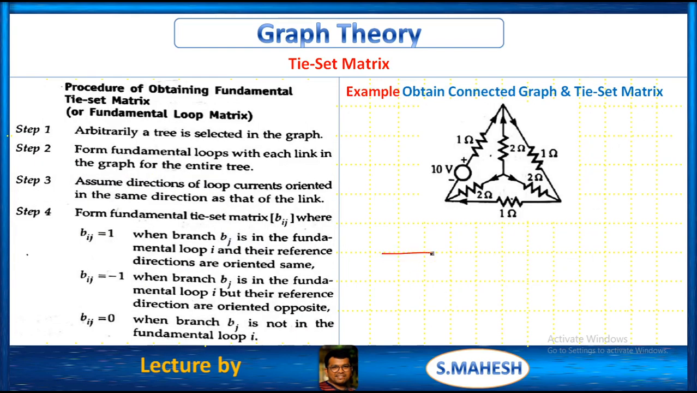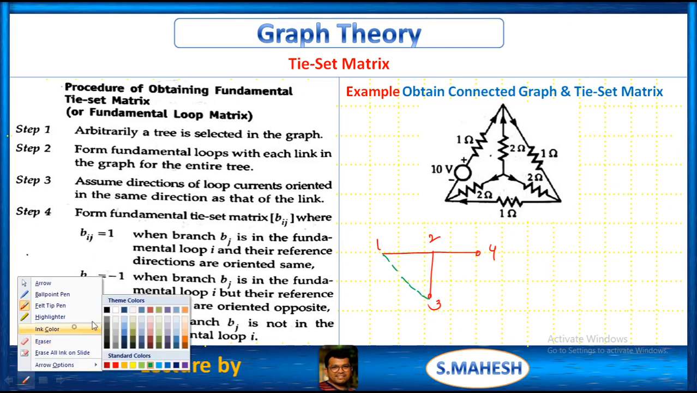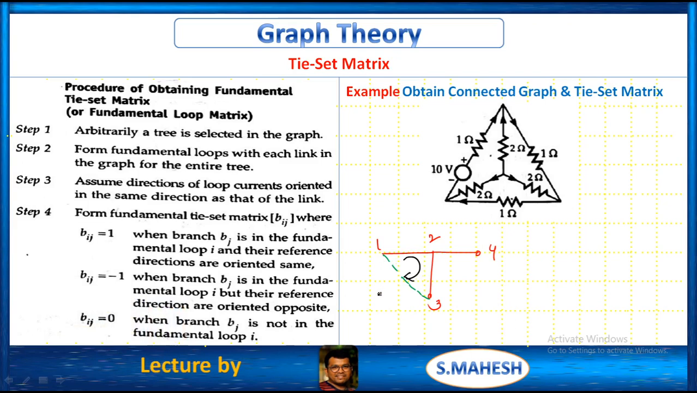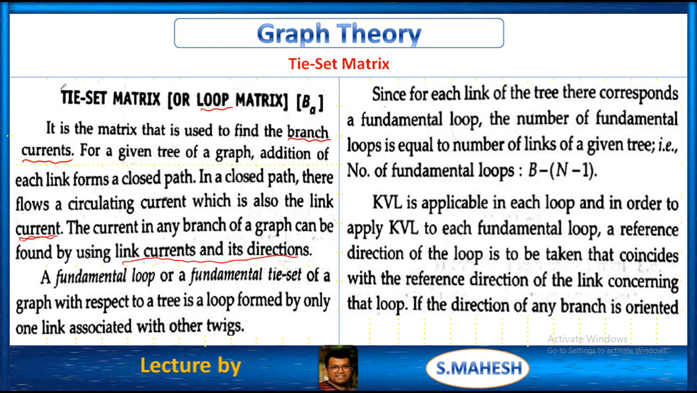For example, we have nodes 1, 2, 3. This is a tree. If you provide a link between 1 and 3, that is a closed path. So when there is a closed path, obviously there is a current in that loop. In this tie-set matrix, the current direction totally depends upon the link only, because of that link only we are having a closed path. Therefore, the current direction of that particular loop can be totally decided by that link direction. Clear? That is the point.